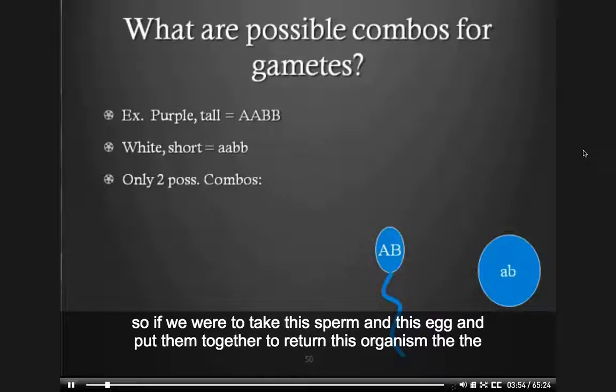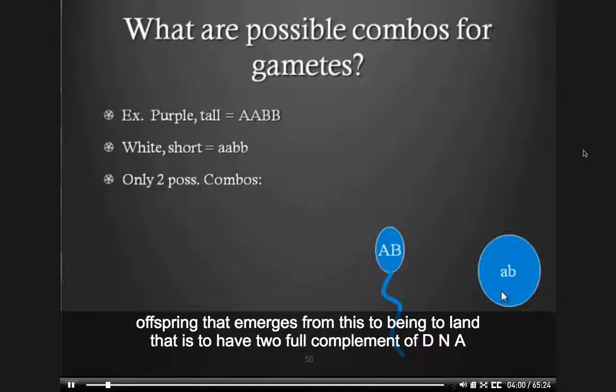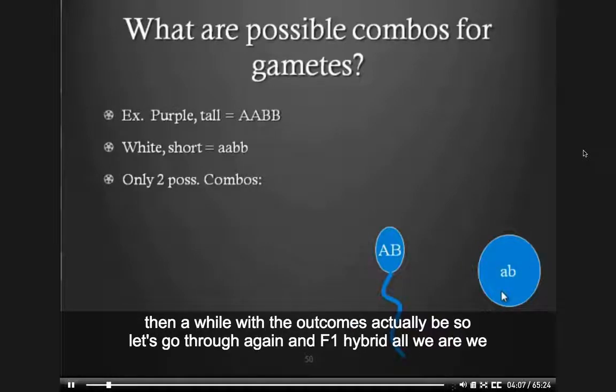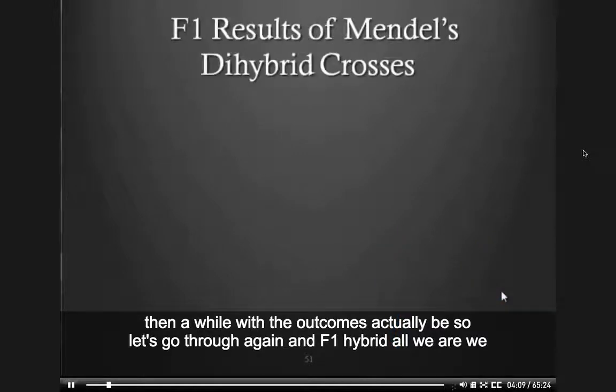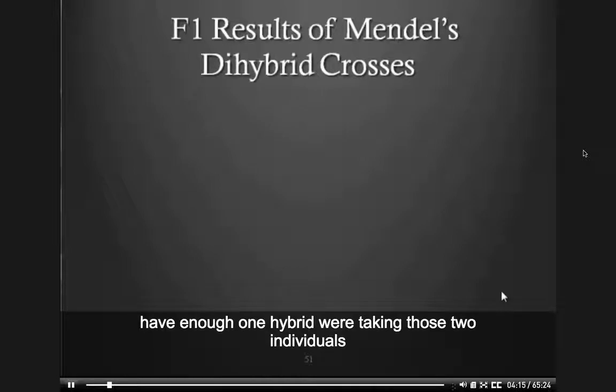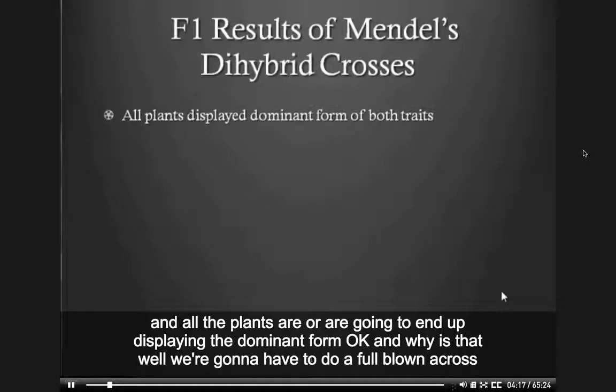So if we were to take this sperm and this egg and put them together to return this organism, the offspring that emerges from this, to being 2N, that is to have two full complements of DNA, then what would the outcomes actually be? So let's go through, again, an F1 hybrid. Here we have an F1 hybrid where we're taking those two individuals, and all the plants are going to end up displaying the dominant form. Okay, and why is that?